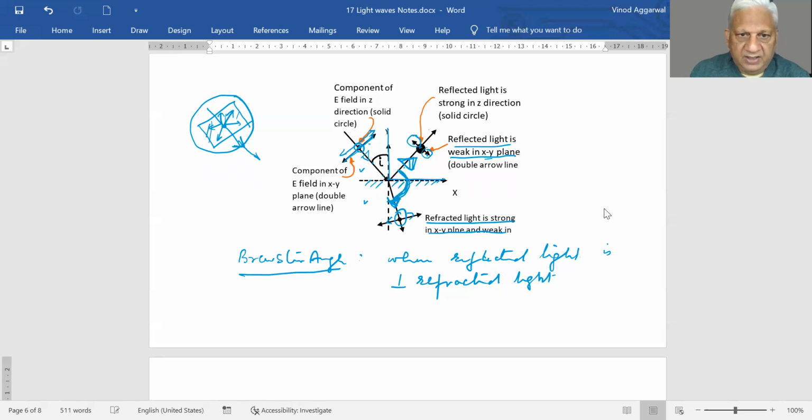If this angle becomes 90 degrees, then the angle of incidence is called Brewster's angle. And it is defined as mu of this medium.